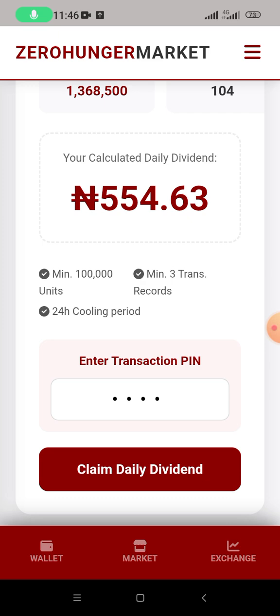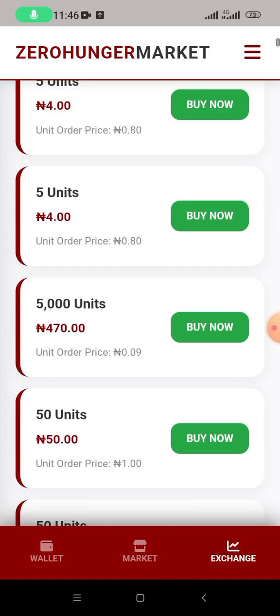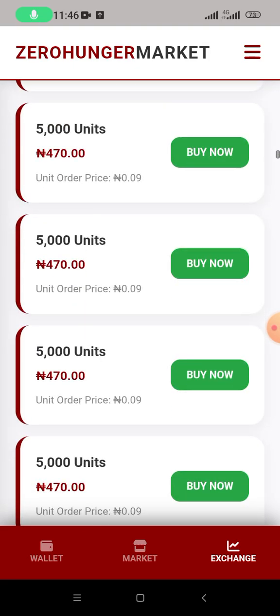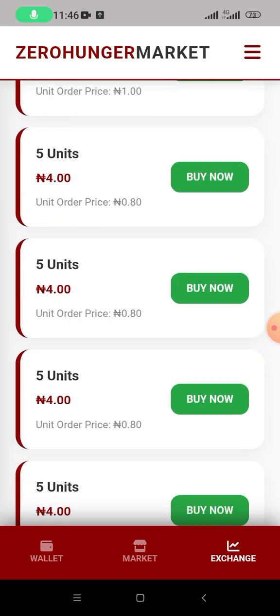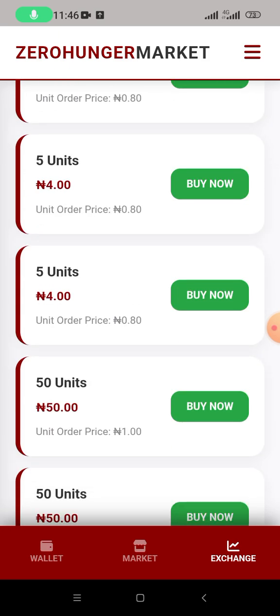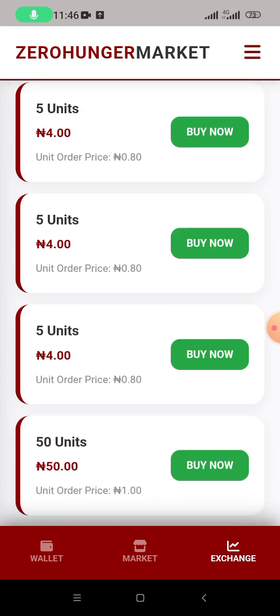It's very simple. Step 1, activate your account. Step 2, fund your account. Step 3, buy market units. You can see that there are many market units here that are sold. So you can buy always at a lower price and sell at a higher price. That is how it operates. It's as simple as that. And always buy high units. It's very, very important. So activate your account, fund your account, buy market units, get your daily profit share.